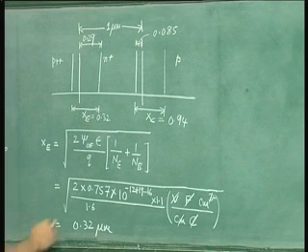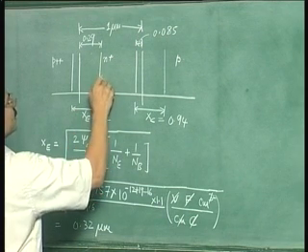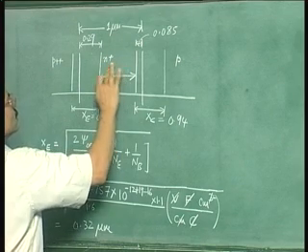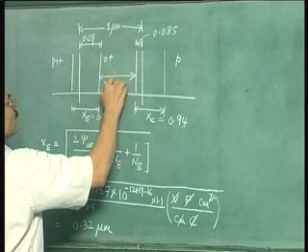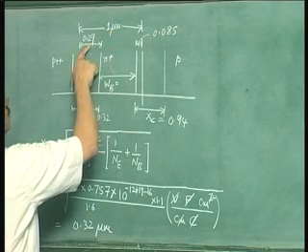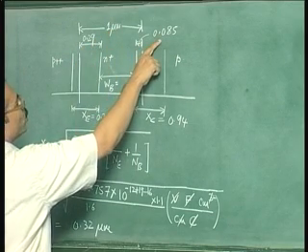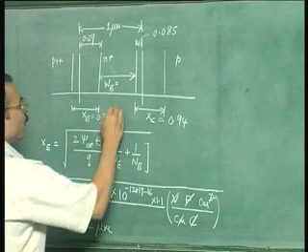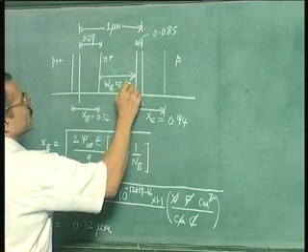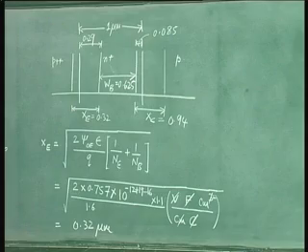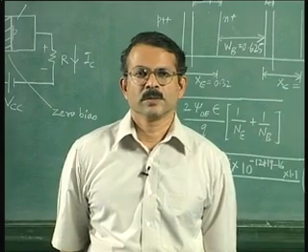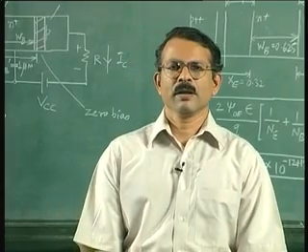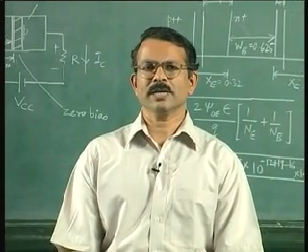We can therefore obtain the base width WB as 1 minus 0.29 minus 0.085, and that is 0.625 micrometer. Now these calculations which we have done correspond to zero bias across the emitter base junction.